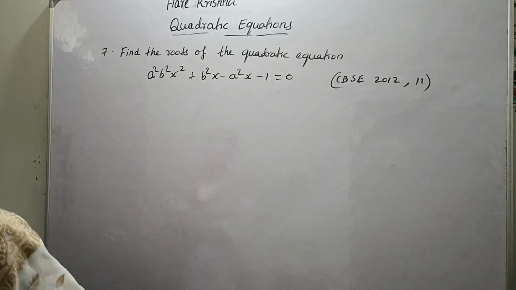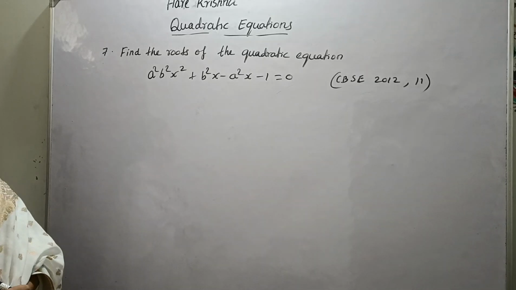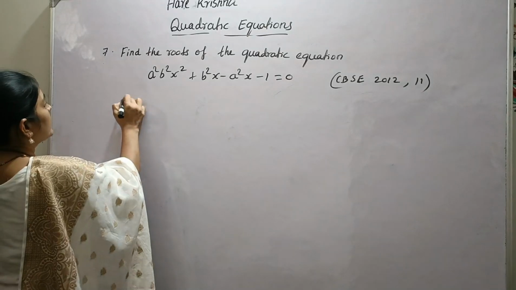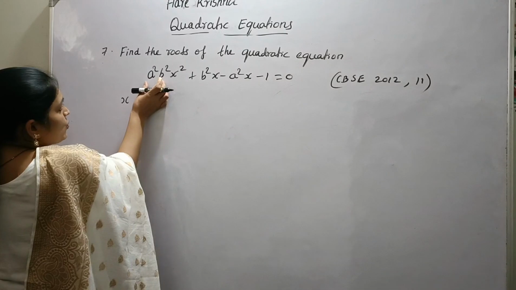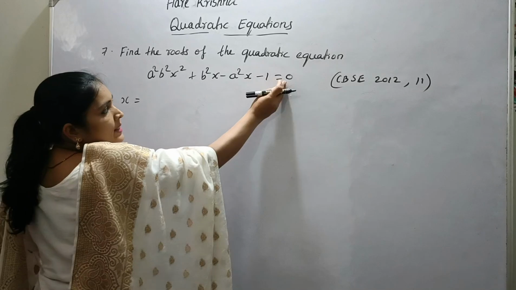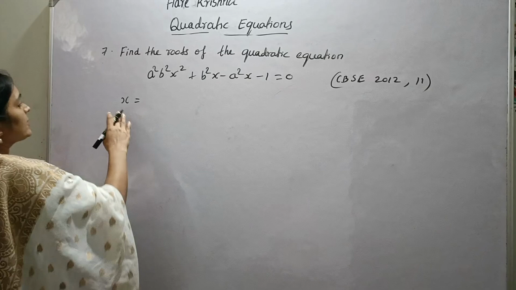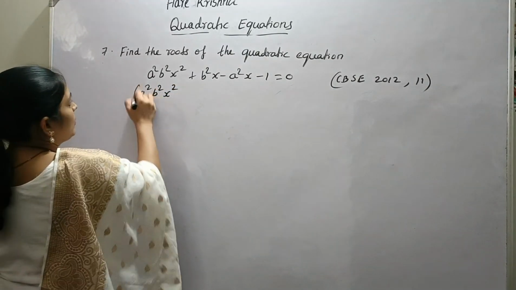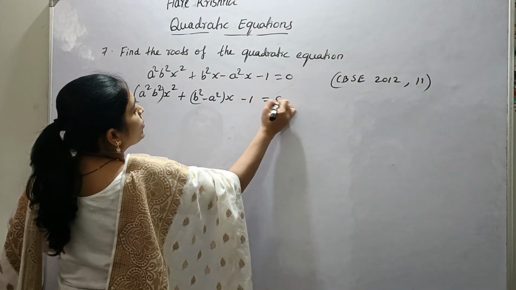Find the roots of the quadratic equation a square b square x square plus b square x minus a square x minus 1 is equal to 0. So here let's apply the quadratic formula. See, it's in the form of a quadratic equation, right? Standard quadratic equation: ax square plus bx plus c is equal to 0. See here we can take x outside so that we will get b square minus a square into x. Okay. So let's rewrite this one: a square b square x square plus b square minus a square into x minus 1 is equal to 0.